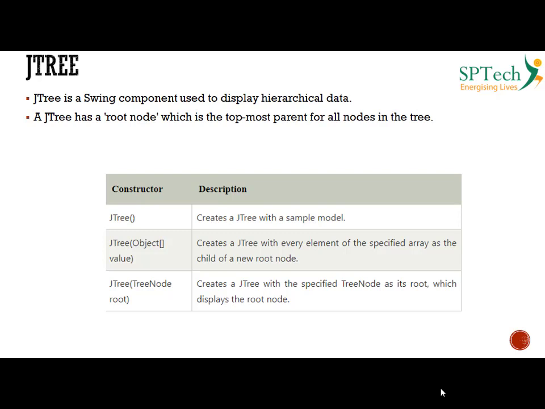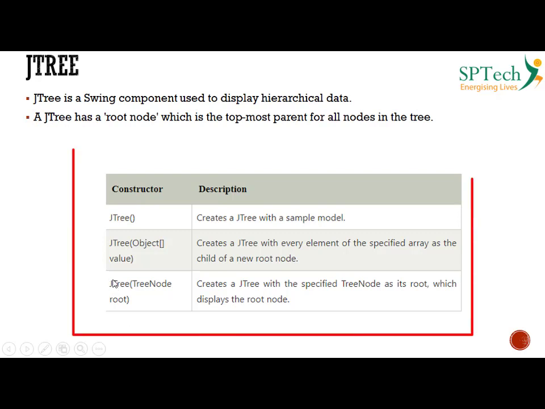Now, what is a JTree? We know that the JTree is a Swing component used to display hierarchical data. Now, we also saw a JTree has a root node, which is the topmost parent of all the nodes in the tree. Now, there are some constructors which are involved in the creation of a JTree. The first one is JTree itself, which creates a JTree with a sample model. Then you have other two constructors as well. So we shall look into it and use one of these constructors in our program.